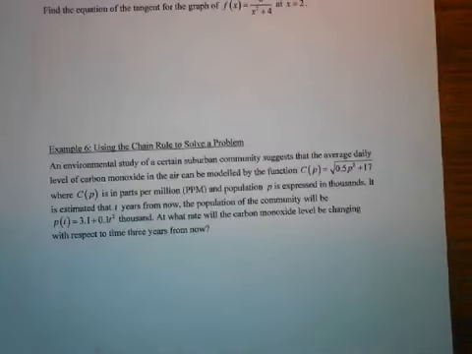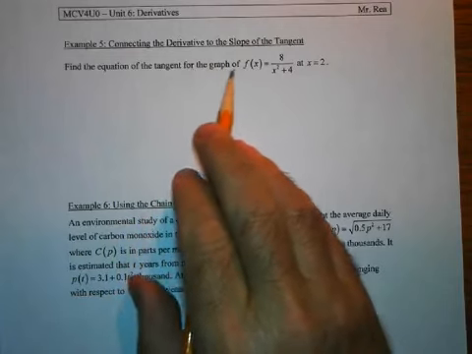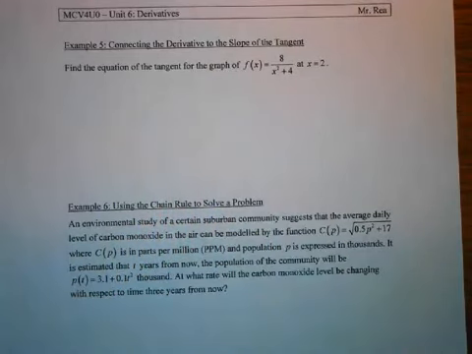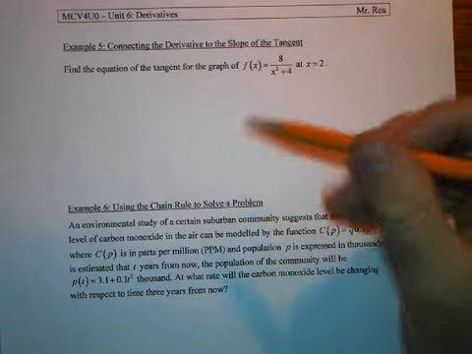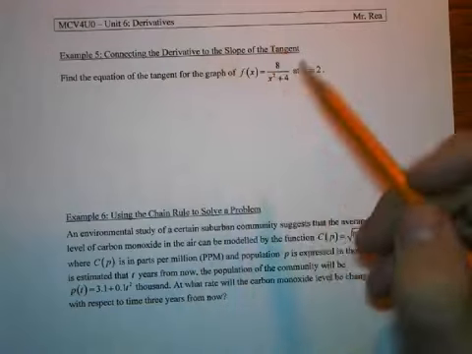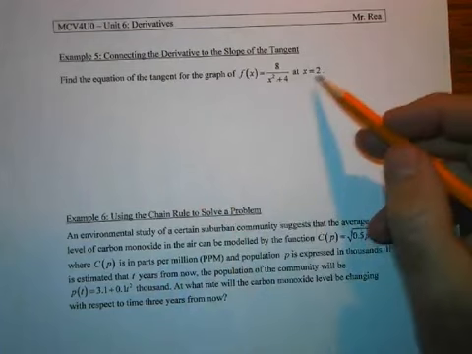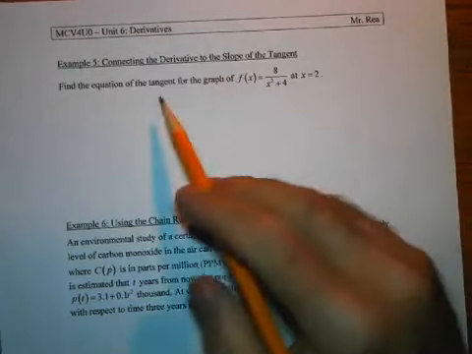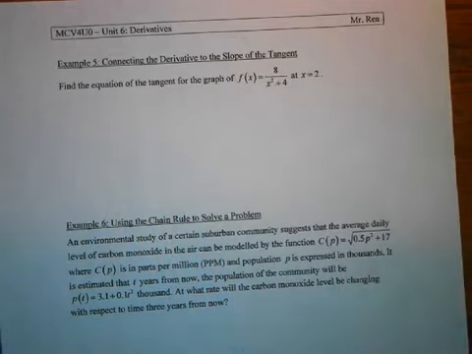Okay, last page. Connecting the derivative to the slope of the tangent, because we already know those are the same things. So it says find the equation of the tangent for the graph of f of x equals 8 over x squared plus 4 at the value x equals 2. Okay, so you may have had this question last unit, like several lessons ago, but now we're just going to find the derivative of this f of x, so we want f prime of x, and then substitute in x equals 2 to get the actual slope of the tangent, and then from that slope we can figure out what the equation of the tangent is.